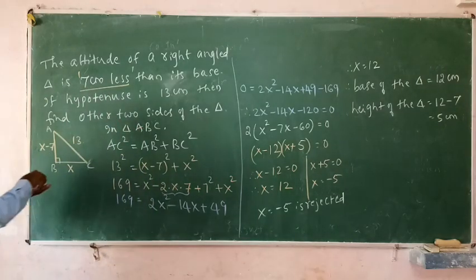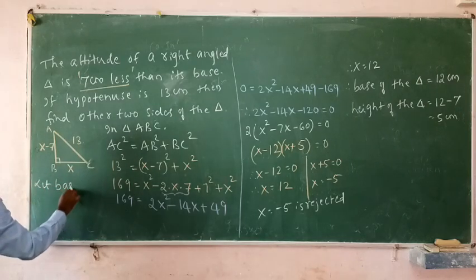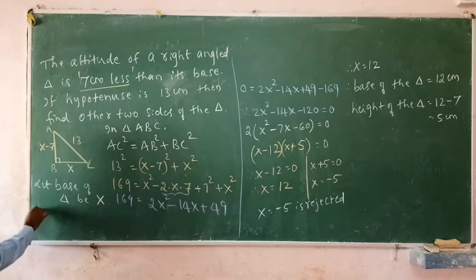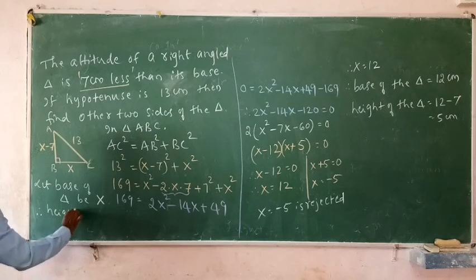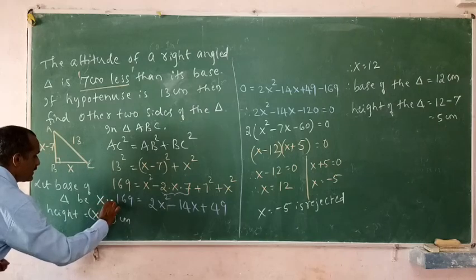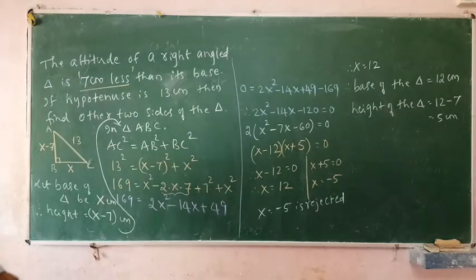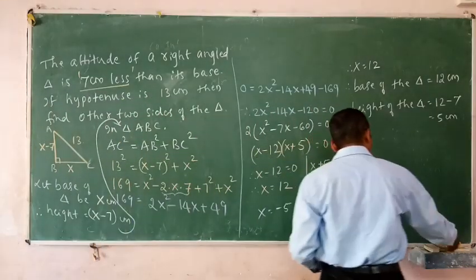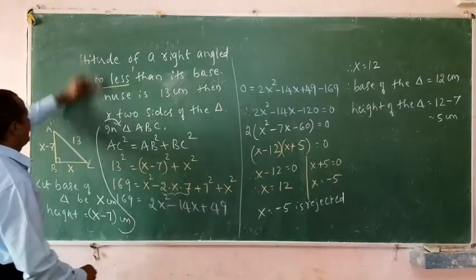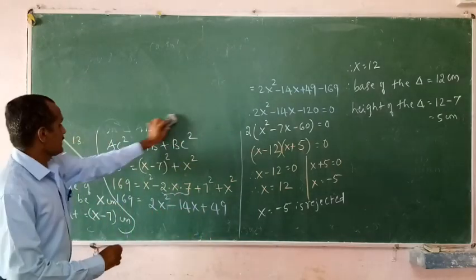Here, before you start this, you can start your problem from here. Let base of the triangle be x. Therefore, height is equals to x minus 7 centimeter. This is also the same. From here, we can start this. Okay. This is all about your problem. Let me go for one more problem. First, I will write the problem. You try to understand this. Okay.